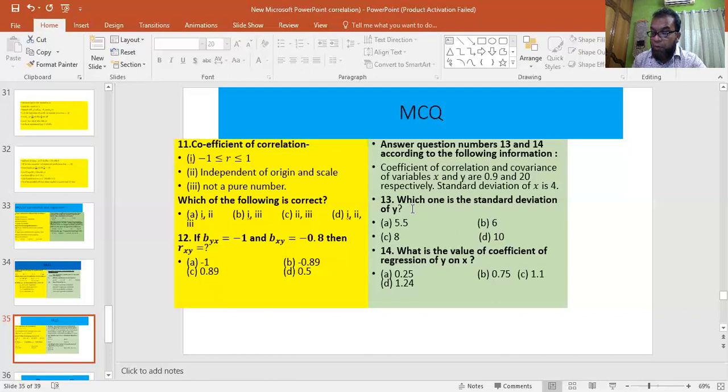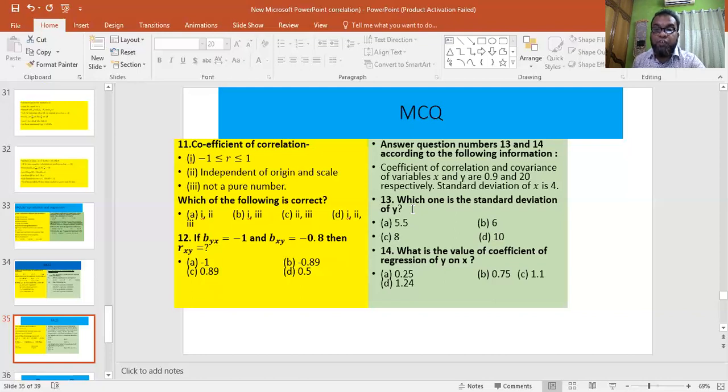Now byx equals r sigma y by sigma x. Now sigma y is given, sigma x is given, r is given. 0.9 into 0.5 divided by r. So what is the answer? The answer is 5.5.